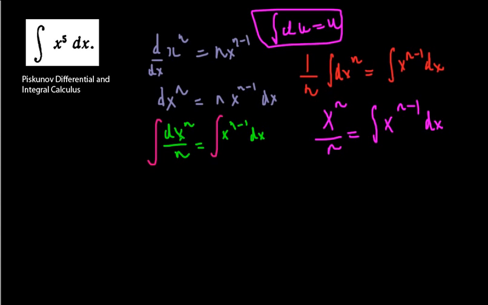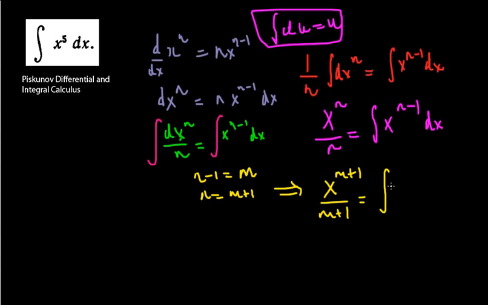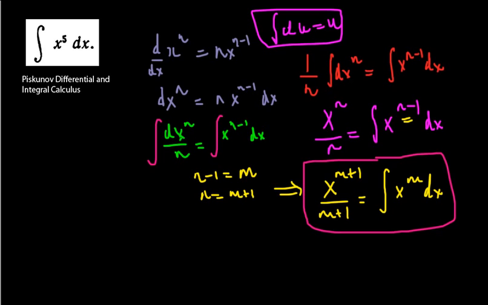Now, I'm going to do a bit of substitution just for simplicity. Let n minus 1 equal some other m. Right? So what is n? n is m plus 1. So this becomes x to the m plus 1, and similarly, the denominator is also m plus 1. It is equal to the integral of x to the m dx. So look at it, we just derived the formula for the integral of x to the m.